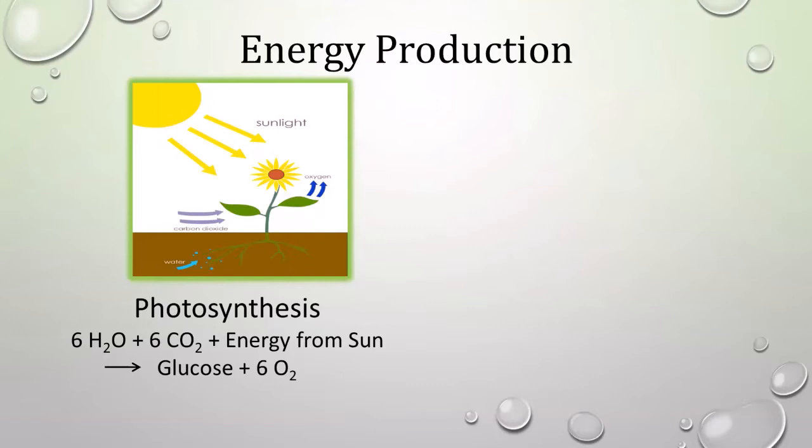Well, all energy comes from the sun in one way or another. Plants do photosynthesis. So they take energy from the sunlight, and they take water from the ground and carbon dioxide from the air, and put that together with the energy that they get from the sunlight, and they manufacture glucose and oxygen. And this process is called photosynthesis.